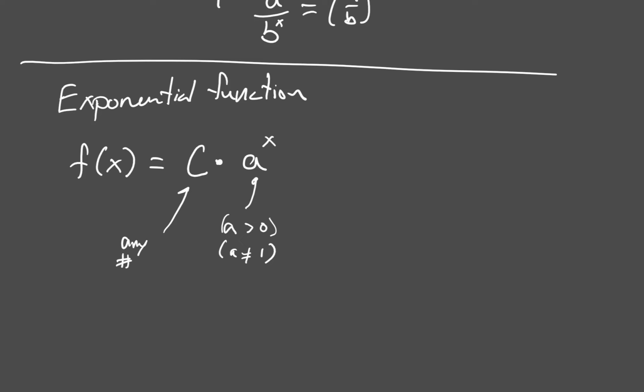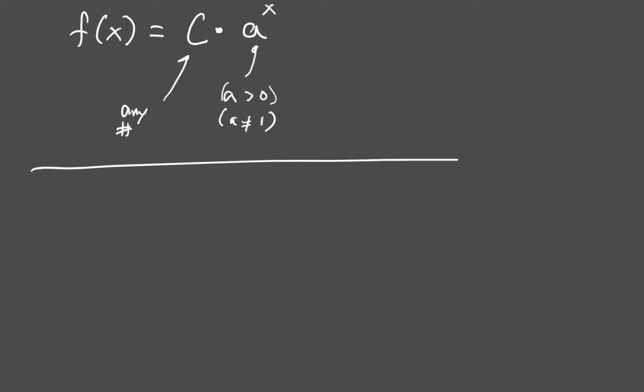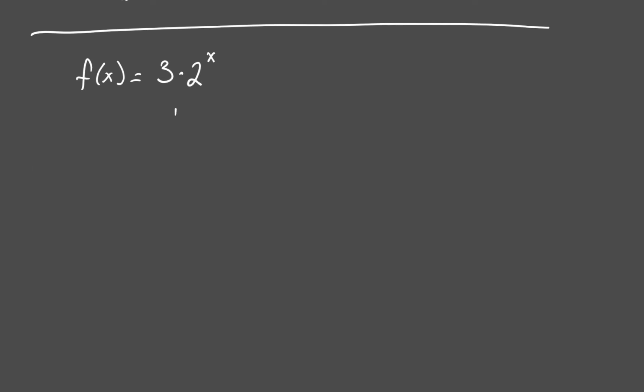Okay. And what do these kind of look like? Well, for c positive and a bigger than 1, which is kind of your common case, let's look at, say, f of x equals 3 times 2 to the x. These graphs are going to start out at wherever that c value is on the y-axis. So in this case, c is 3, so this is going to be at 0, 3. That's where it's going to start.